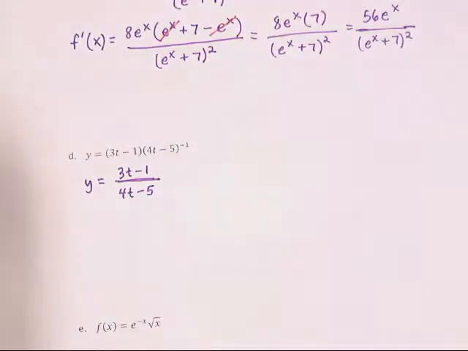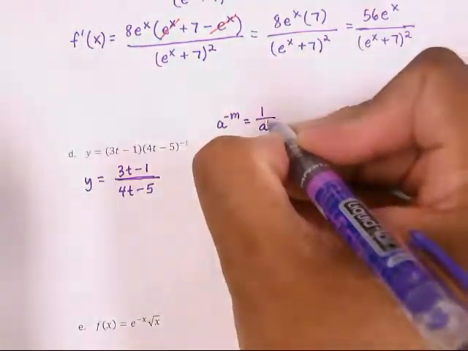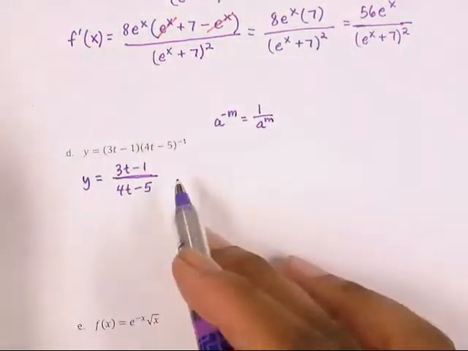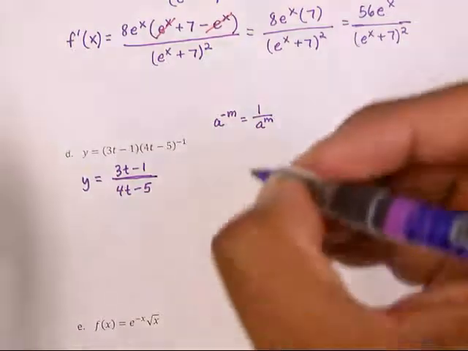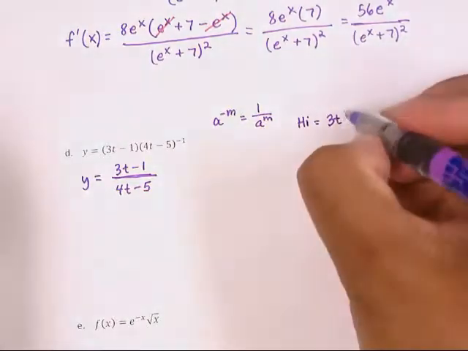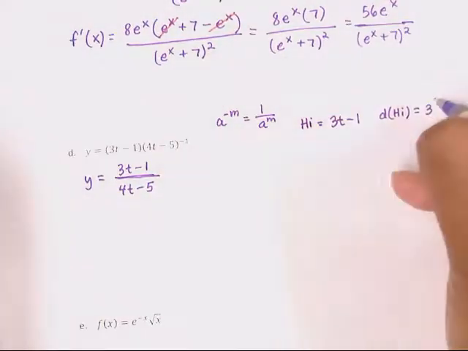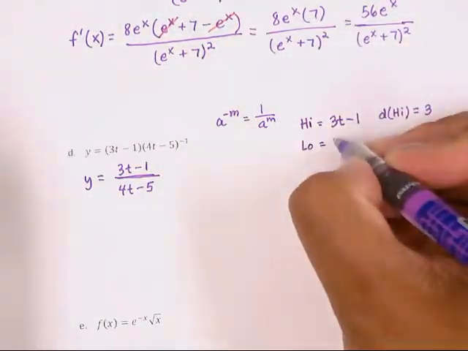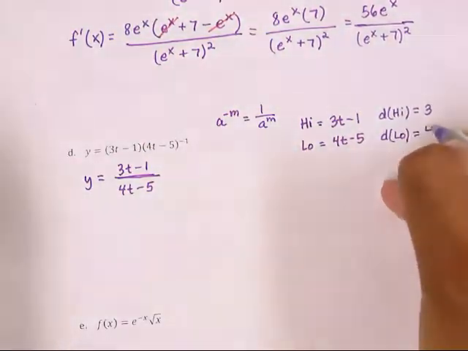So here I'm using the rule for exponents, where if you have a to the power of negative m, I can write that as 1 over a to the positive m. I'm putting a 4t minus 5 in the denominator here. And now we can take its derivative here. So here, the high is the numerator, 3t minus 1. So the derivative of the high would just be 3. The low is your denominator, 4t minus 5. So the derivative of the low would be just simply 4.